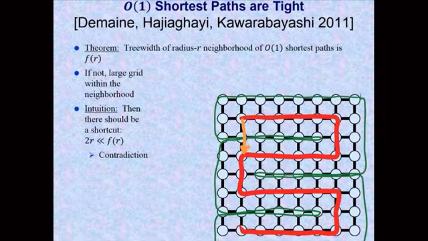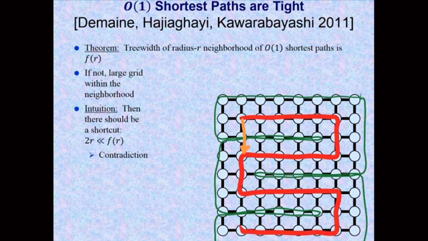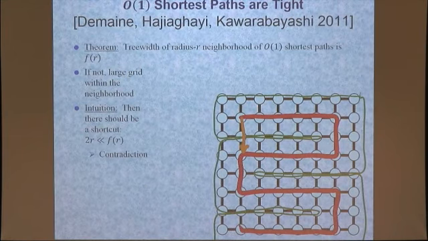You need to do these things and you will find the shortest path, and it is called the test structure. I've just mentioned this nice theorem, and that's it. This is a very important thing, and I think it might have other applications. The treewidth of the radius r neighborhood of a shortest path is f of r. So even in planar graphs, the treewidth of the r neighborhood of a shortest path is bounded by f of r.